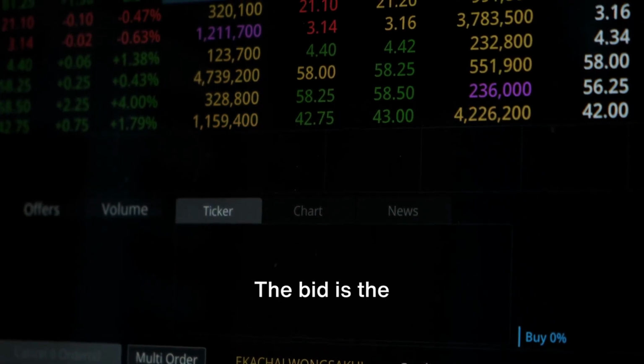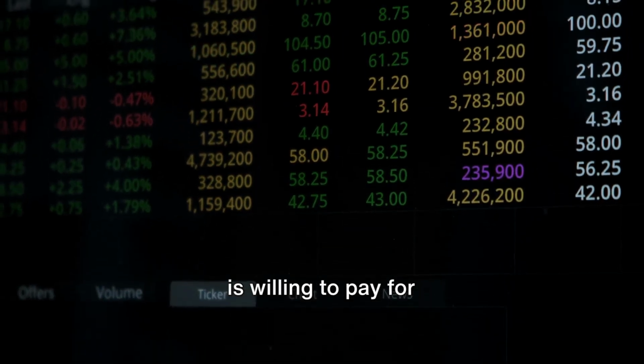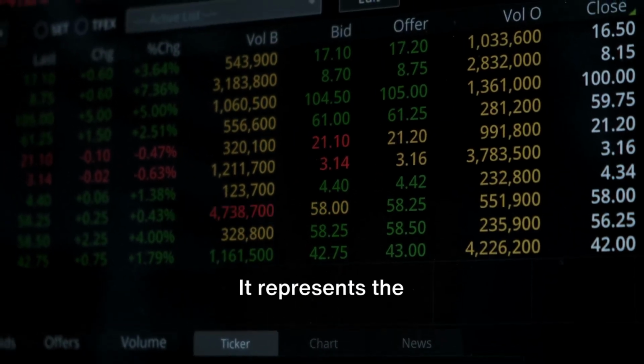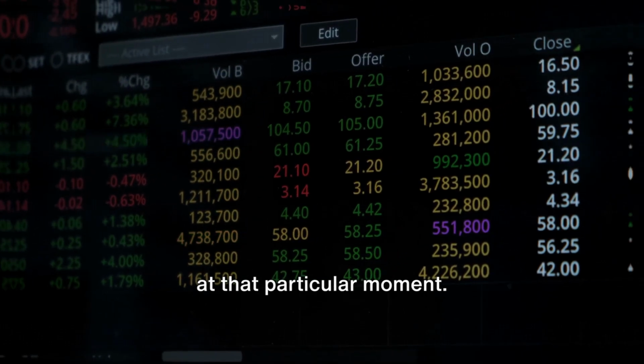Let's start with the bid. The bid is the highest price a buyer is willing to pay for a stock. It represents the demand for the stock at that particular moment.